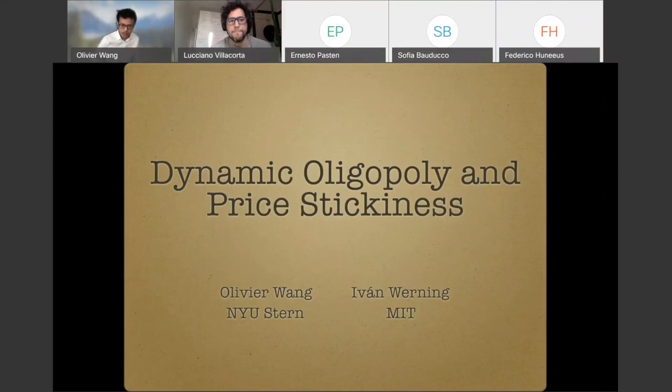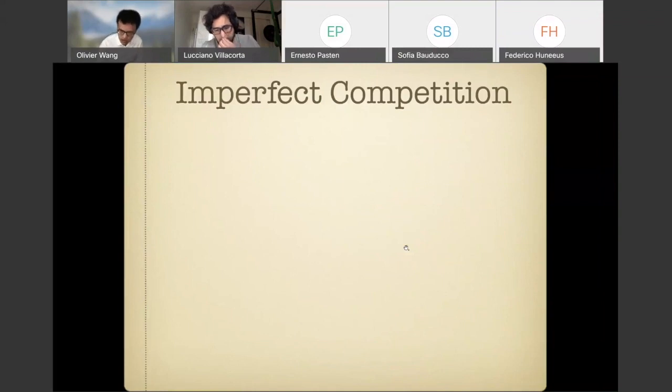Okay, yeah, so I'm delighted to present this joint work with Olivier Wang on dynamic oligopoly and price stickiness. The question we're asking in this paper is really simple: how to best model imperfect competition in macro, and in particular to study monetary economics, once you have a dynamic response of the economy to macro shocks.